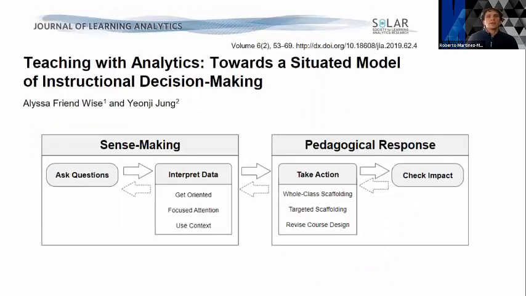There's another paper by Alicia Weiss and John Jin Jung, very foundational, that also brings into the conversation the idea that we need to understand the sense making and the decision making processes when designing for teachers. So it's very, very foundational. I highly recommend the paper.